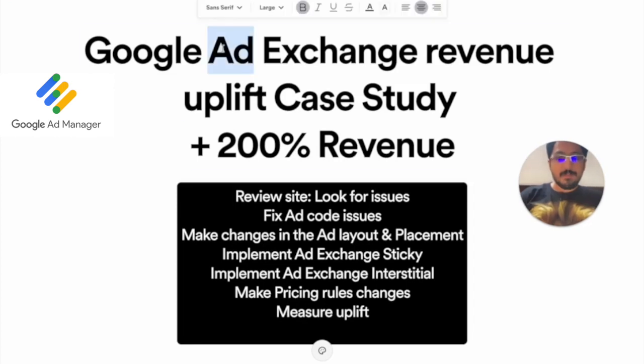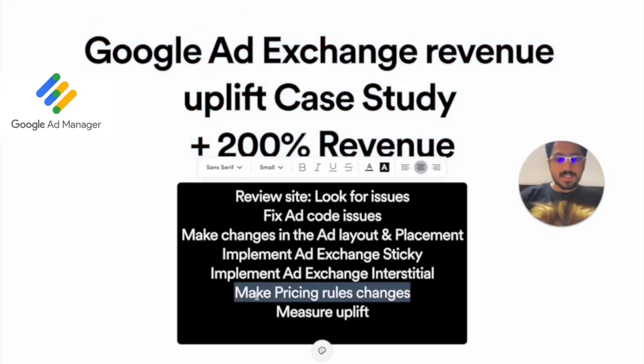So the things I've mentioned to you about the 200% revenue increase, it's just not for the clickbait. The publisher has already started seeing revenue changes by just implementing the pricing rules, and at the end we'll measure the uplift after doing all these changes.